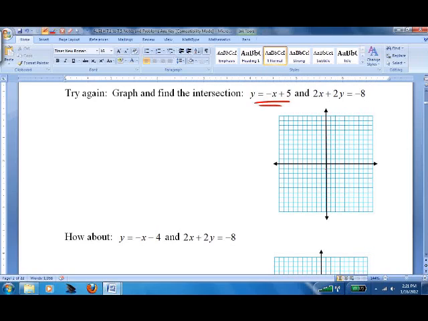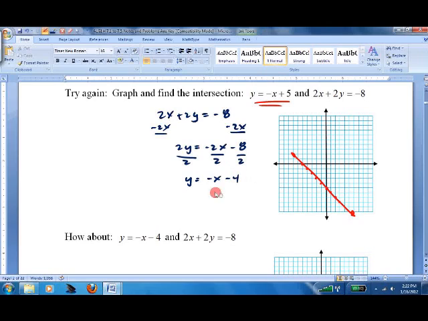First one's already set up. I don't need to do anything with it. Down 5, down 1 over 1, or up 1, left 1. The other one we have to manipulate. So it's -x minus 4.